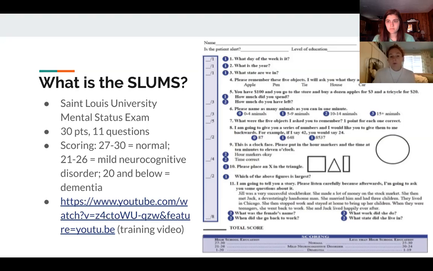Someone with a high school education or greater who scores between a 27 and a 30 would be considered normal, so just no cognitive disability. Someone who would score between 21 and 26 might have a mild neurocognitive disorder, and scores of 20 and below suggest dementia.